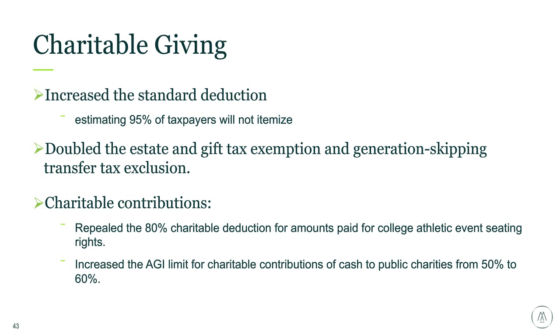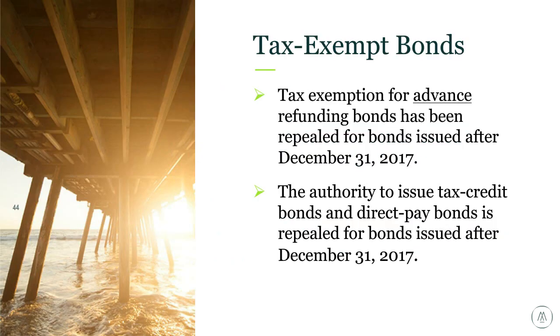And then a couple other small changes with regards to charitable contributions: it repealed the deduction for college athletic seating rights, as well as it increased the AGI limit for contributions to public charities from 50 to 60% of your adjusted gross income. One other last quick change with regards to exempt entities is tax-exempt bonds.